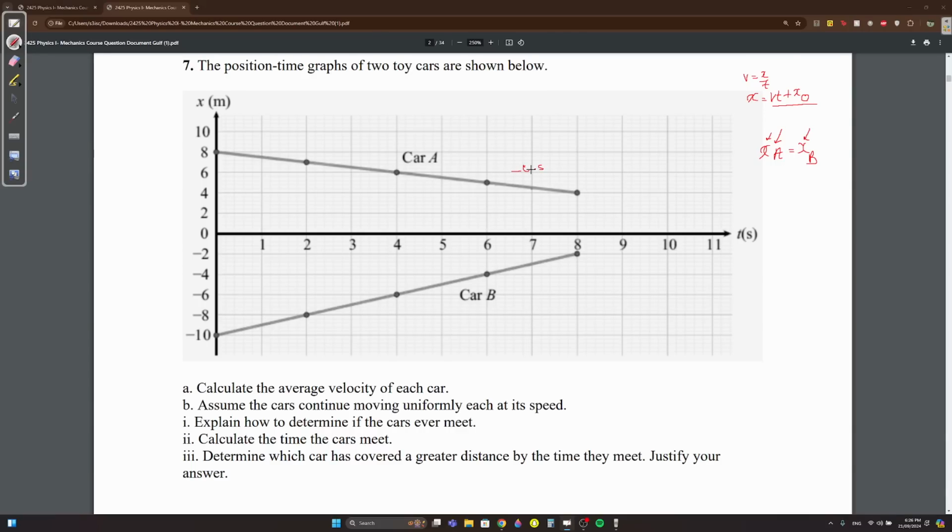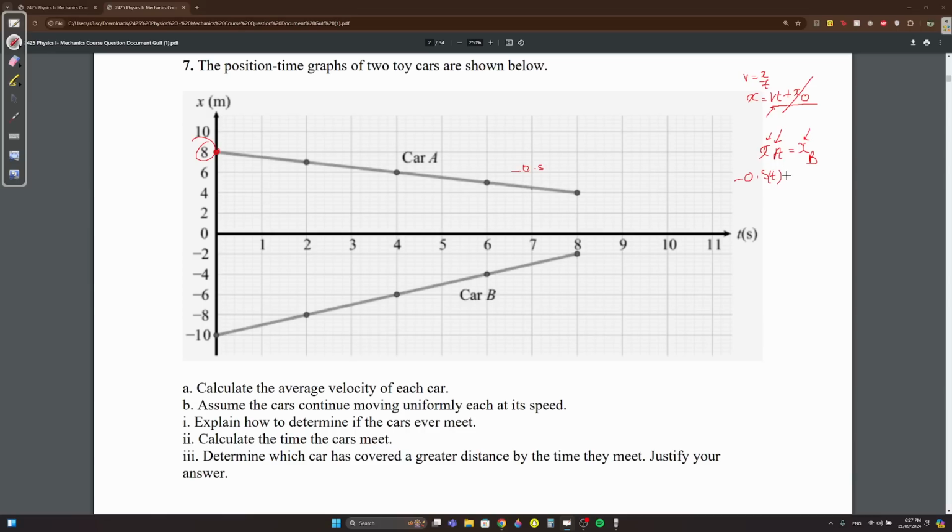We said it was negative 0.5. So negative 0.5. X node is 0 in this case because it doesn't matter. Let me see. Yes, it doesn't matter, because x initial here is starting at 8 meters. Okay? So our x for car A is the velocity of A minus 0.5 times t.